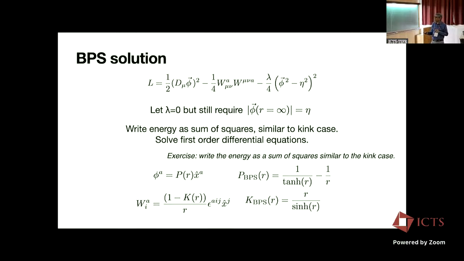And then you use the ansatz that phi is some radial function times the radial vector, and W has this form. When you do this, then you can find solutions for these functions P of R and K of R, and they are some simple solutions. Okay? So the interesting story here is that Prasad and Sommerfeld found this solution just by guesswork, and then later on Bogomolny had this nice way of actually finding the solution systematically.